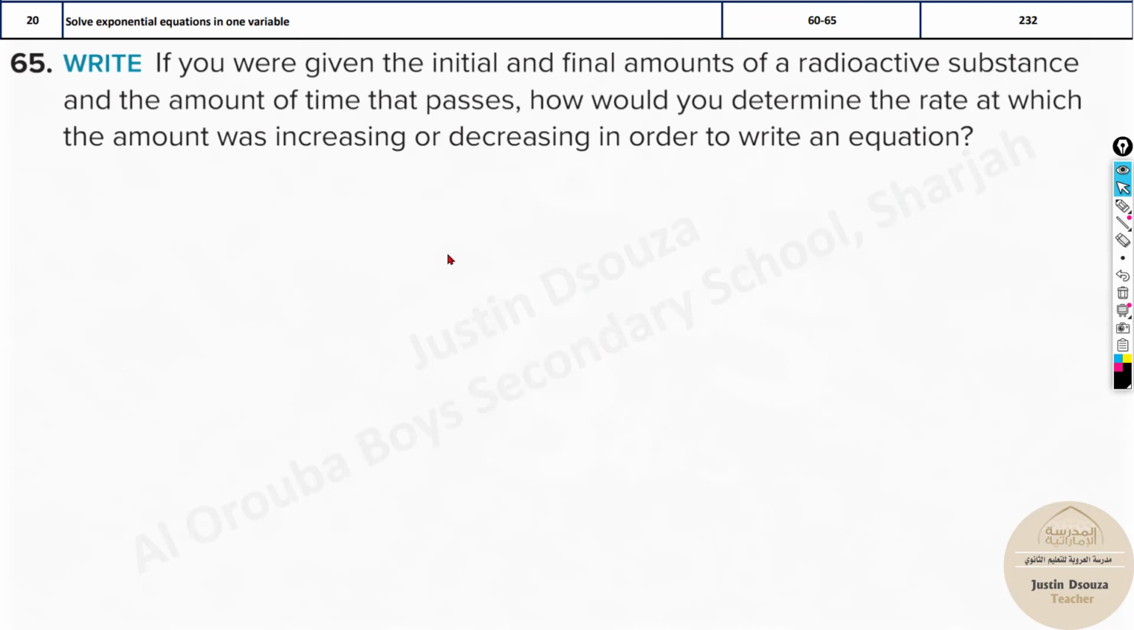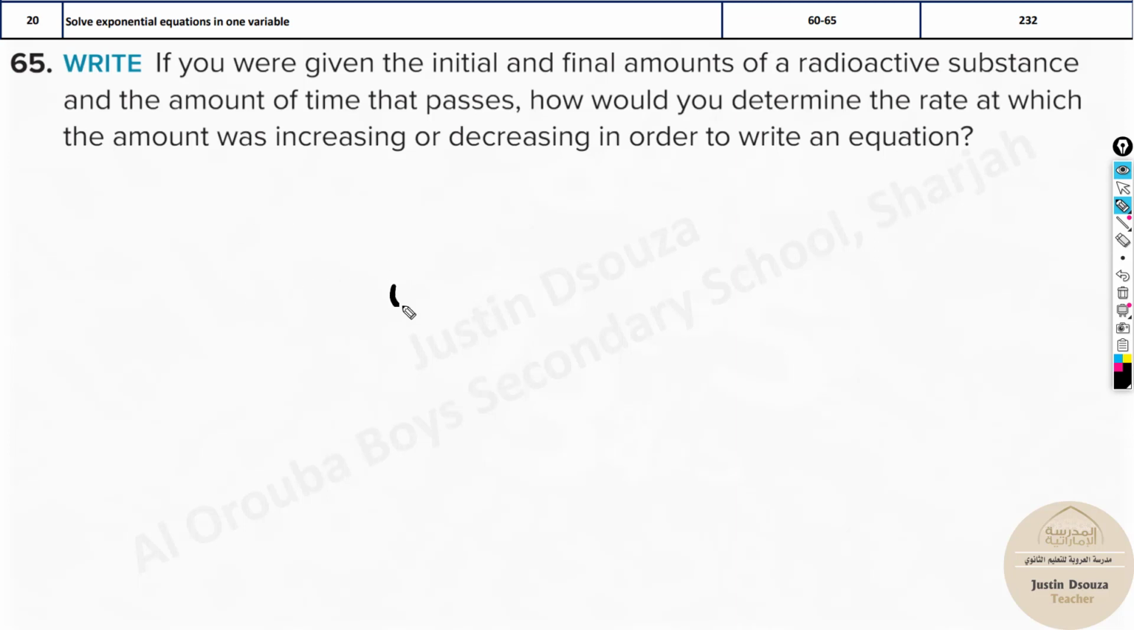And then we are in the last problem. If you are given the initial and final amounts of a radioactive substance, and the amount of time that passes, how would you determine the rate at which the amount was increasing or decreasing in order to write an equation? Now this is a formula.